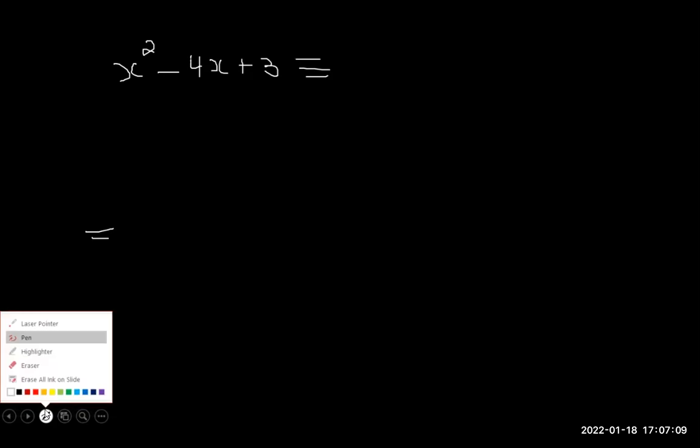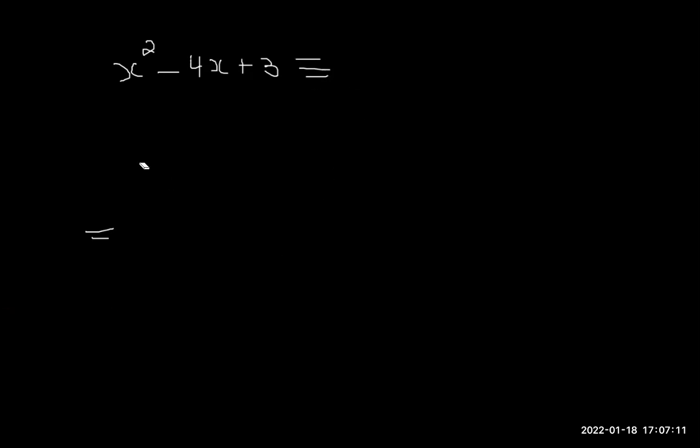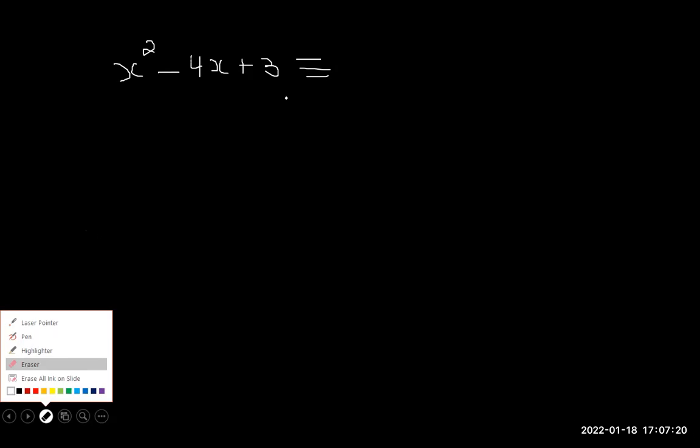X squared minus 4x plus 3. And I'm told that this is the same as, so that's what this symbol means, right? Just note something. This means equal to. This means the same as. This is for equations. This is for identities. Just note that the symbols are different, right?